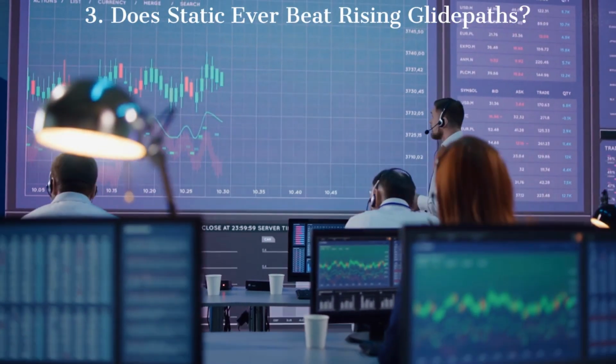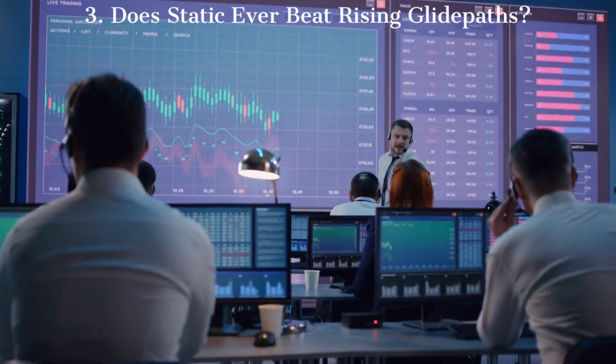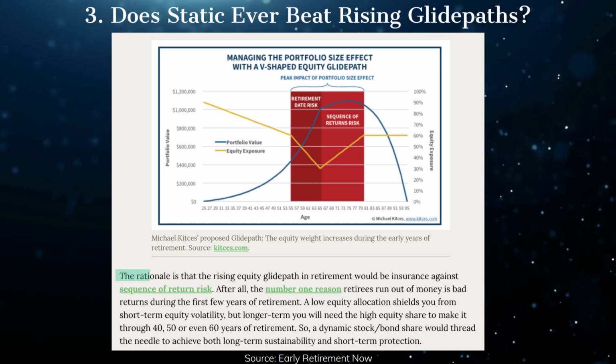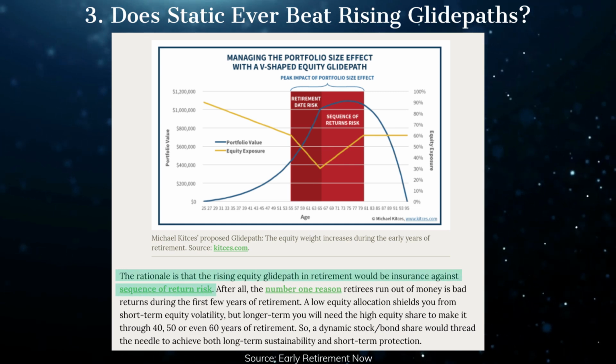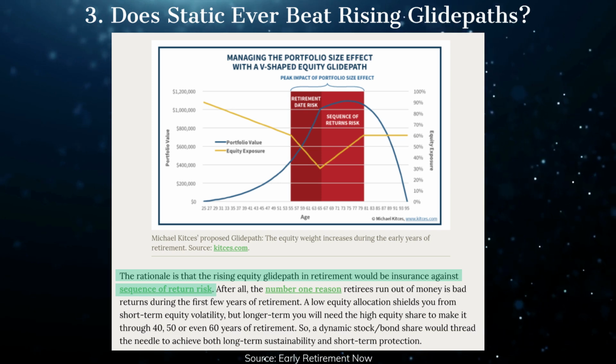Are there scenarios when the Rising Glide Path performs worse than a simple static allocation? As Jeske put it, the approach is essentially an insurance policy against sequence of returns risk, so it performs best when there is an early bear market.